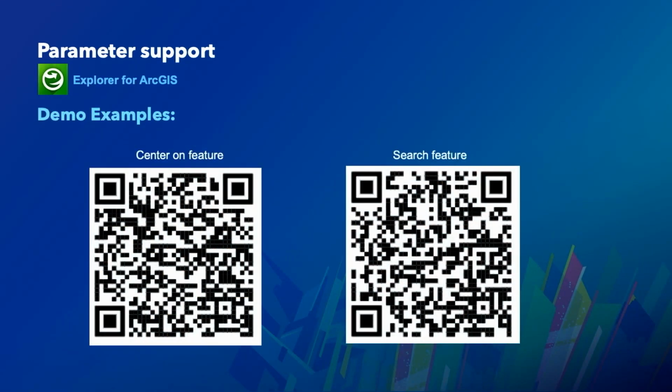So I'll show you a couple quick examples of that. First being the center on the feature, and then the next being how you can actually execute a search to maybe highlight a feature in your map to your user.